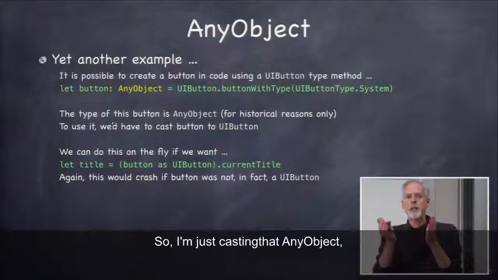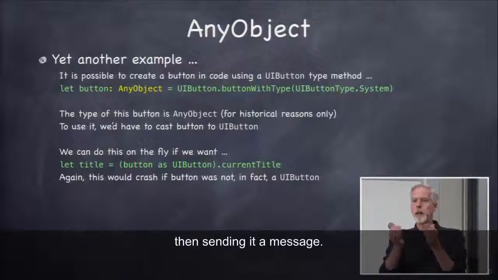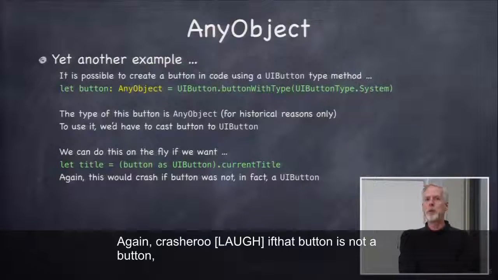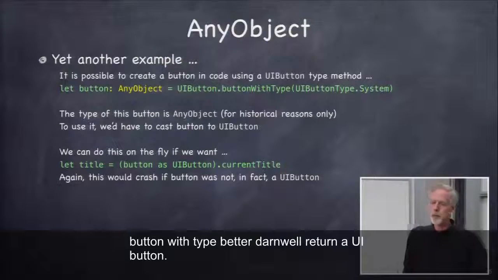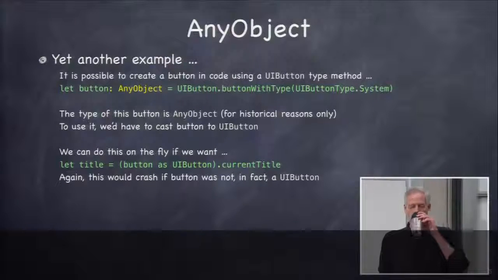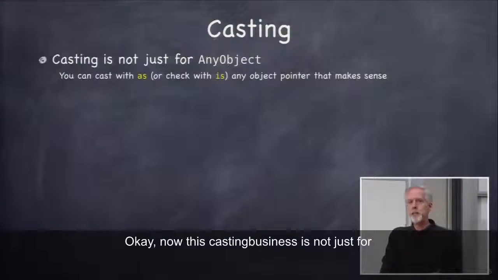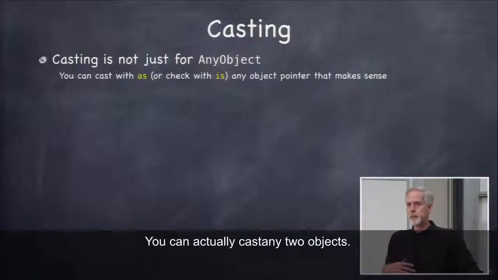So I'm just casting that any object, that button any object up there to be a UI button, and then sending it a message. So you can cast on the fly. Again, crash-a-roo if that button is not a button, but that's okay. In this case, button with type better darn well return a UI button. Okay, now this casting business is not just for any object. You can actually cast any two objects.